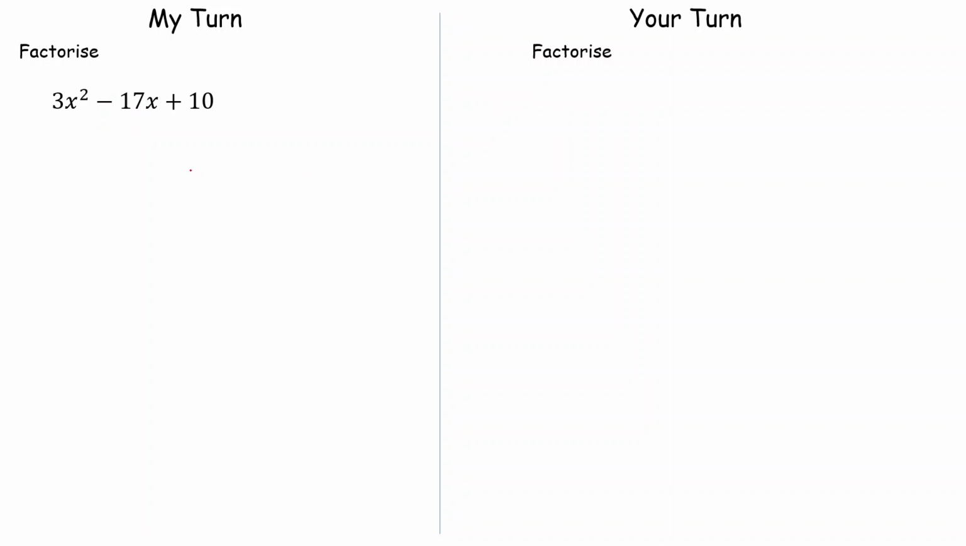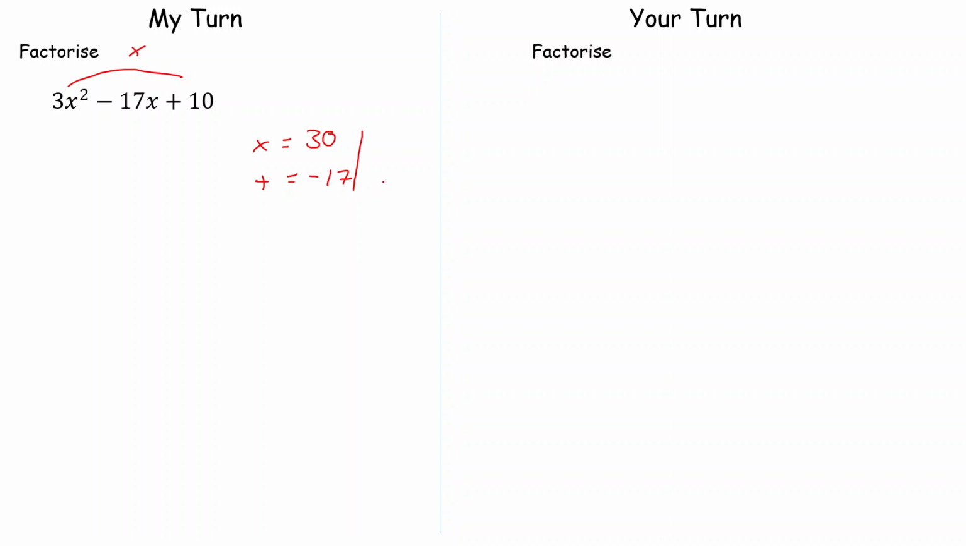So again, same process with numbers that multiply to make 3 times your last number. So you're doing 3 times 10, which is going to give you 30. And numbers that add to give you the middle part of the quadratic, which is going to be negative 17. So minus 17. So the same process. It's just being really careful with your numbers here.